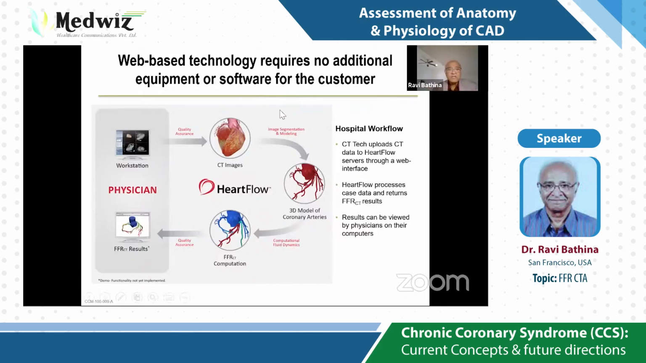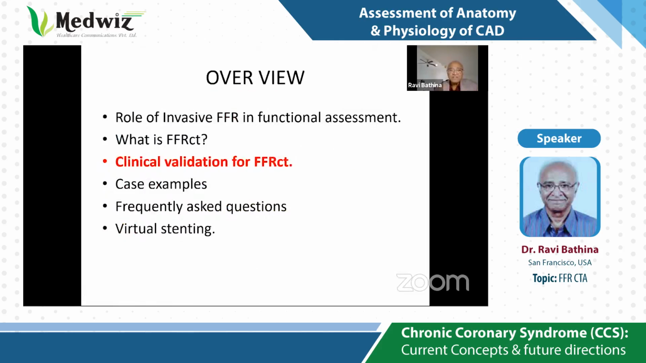This is a standard hospital workflow. Your technician does your study. The raw data is uploaded through the cloud and sent to the HeartFlow lab in Redwood City in San Francisco. In the lab, they do the image segmentation and 3D modeling of the coronary arteries. After adding the pathophysiological variables, it is computed, and the results are back in your lab within 6 hours of the procedure being done. It sounds like magic. Is it real? Yes, it has been validated.